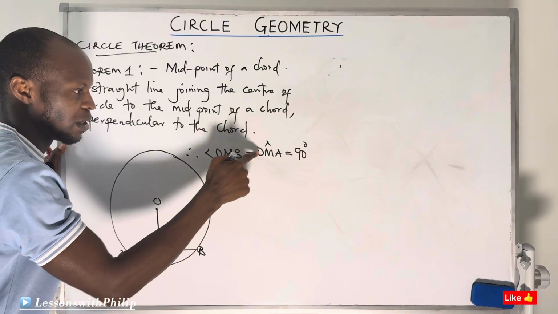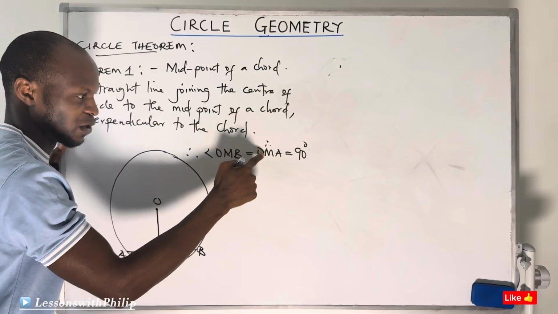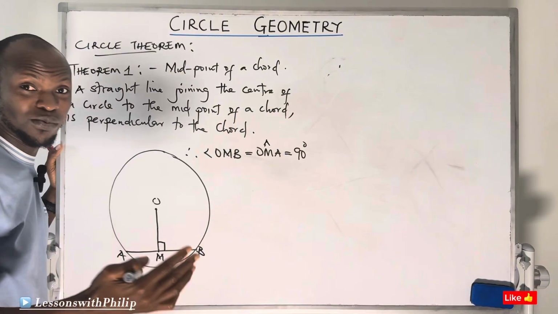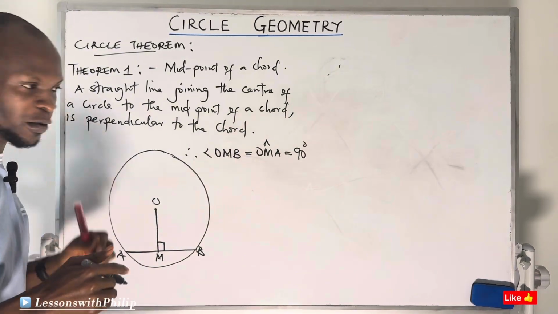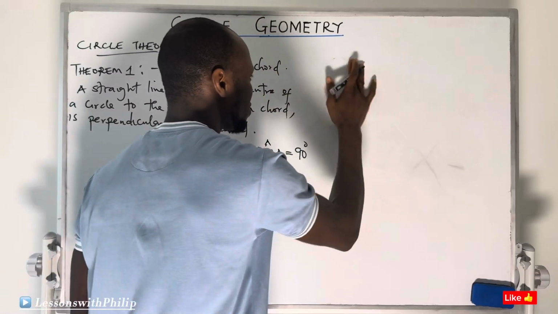Angle OMA, I can decide to put it at the front. Okay, it's the same way. Those are the ways by which you can identify an angle. Okay, now that is the first law. Let's go to the second law.